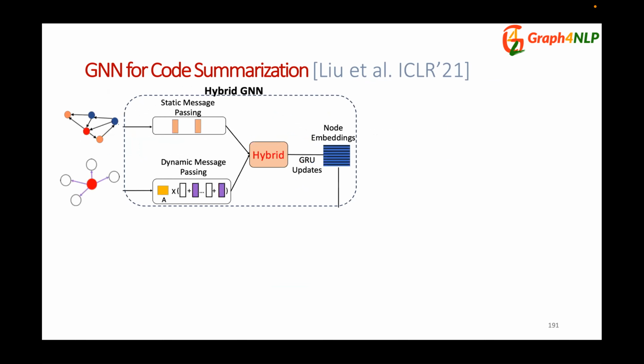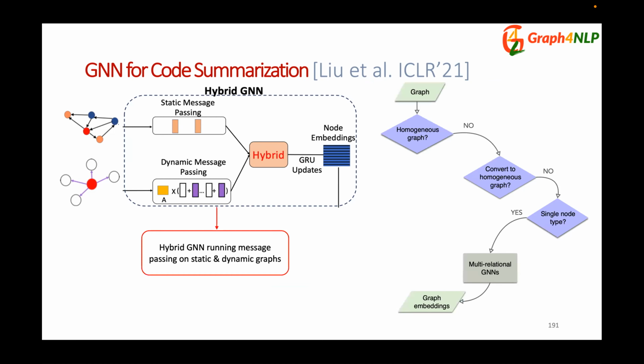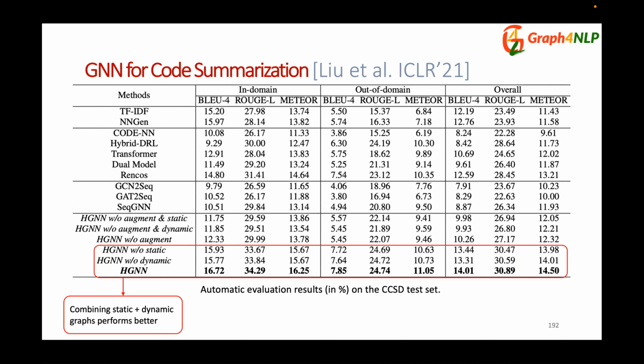As for the graph representation learning, because the constructed graph is actually a multi-relational graph, the authors proposed to apply a multi-relational GNN to encode the graph. Specifically, they proposed a hybrid GNN which runs message passing on both static and dynamic graphs. One interesting finding of this paper is that they tried to combine the benefits of the static graph and the dynamic graph, and their experiments showed that combining these two types of graphs actually performs significantly better than using only the static graph or the dynamic graph.